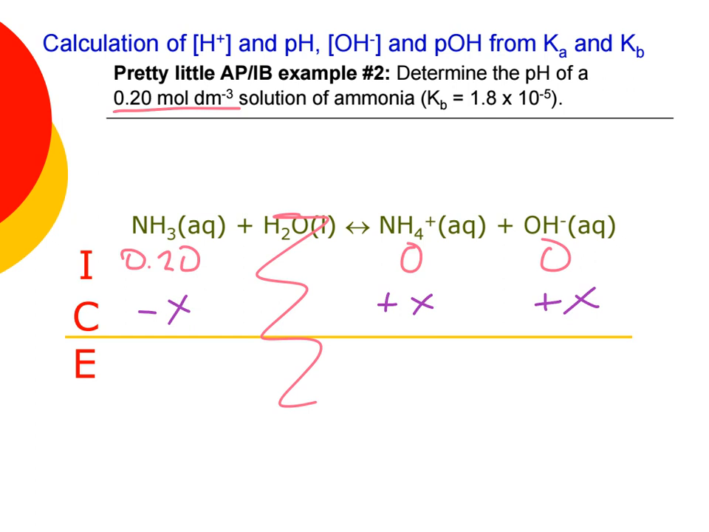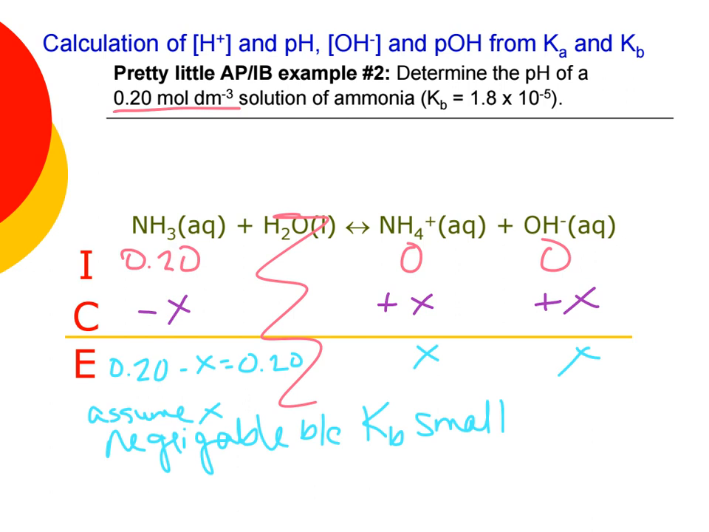Now we'll write the E's with the components of X. So for the E, we have 0.2 minus X for the ammonia, but if we assume that the X is negligible since the K is small, then we can just simplify that to 0.2, and then for the products we just have X. So these are going to be what's plugged into our Kb expression.